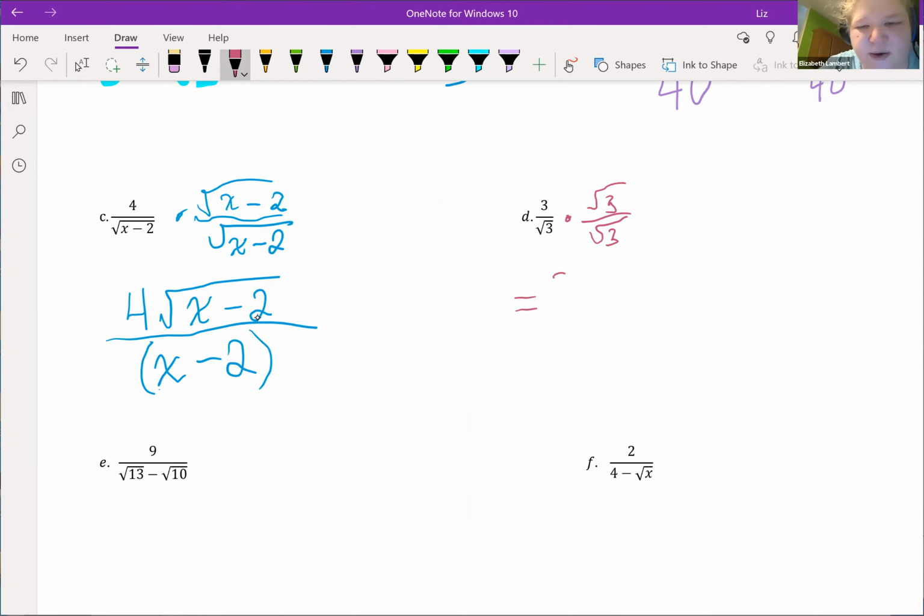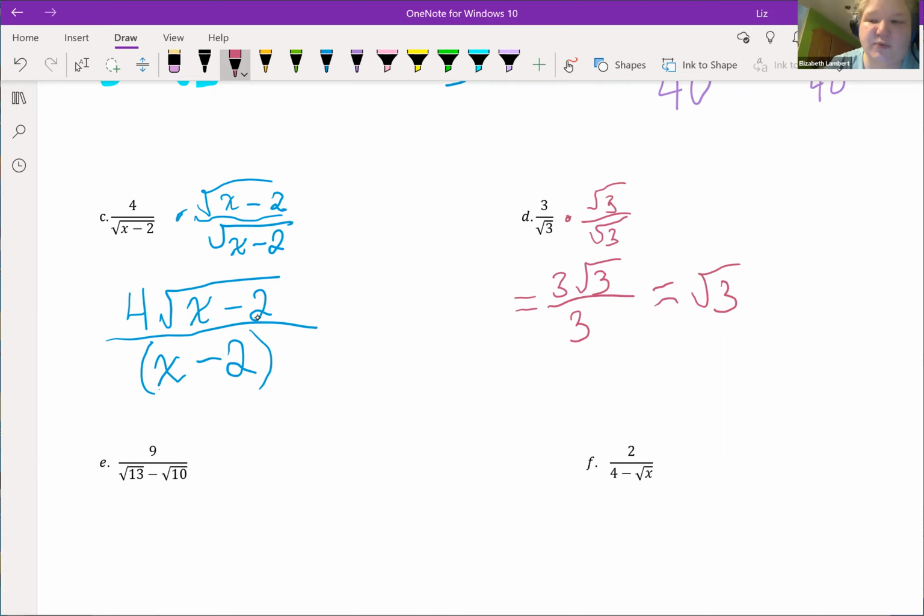So the top is now 3 square roots of 3. And the bottom, square root of 3 times square root of 3, is just 3. Aha. So look at that. 3 divided by the square root of 3 is the same as the square root of 3. Square root of 3, I can look up straight in the table. 3 divided by the square root of 3 is a horrible, ugly mess to do by hand. So this is why we rationalize.